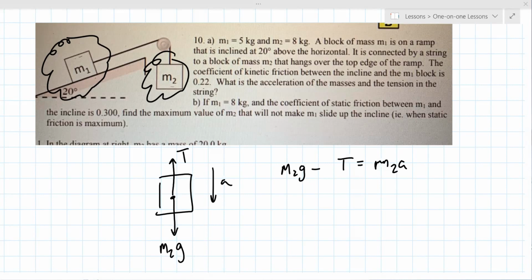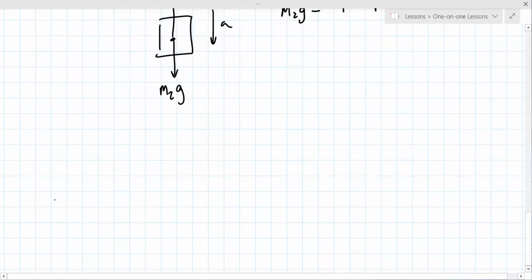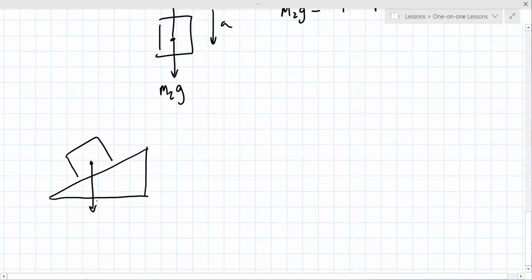So now let's look at M1. M1's more complicated. We were doing problems with M1 previously, but without it being attached to something. It's got other forces on it. So the first force is M1g down. Then the normal force up. Since it's accelerating to the right, the friction force is going this way. We'll call that the force of friction. And then it's got tension going to the right.